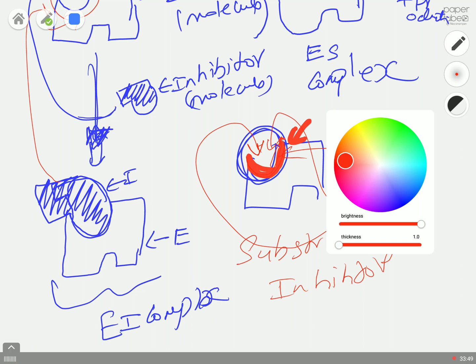Once you have this enzyme inhibitor complex, you naturally are going to decrease the concentration of your enzyme substrate complex. Which means you are going to decrease the rate of the enzymatic reaction. This type of inhibition kinetics, we call competitive inhibition, and then we will go on to uncompetitive inhibition.